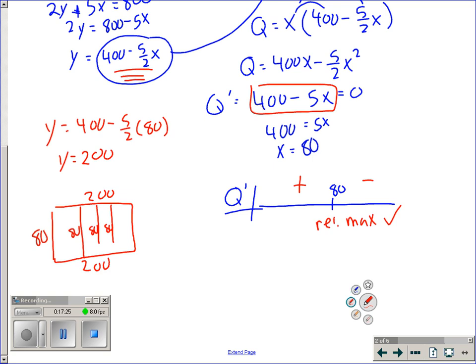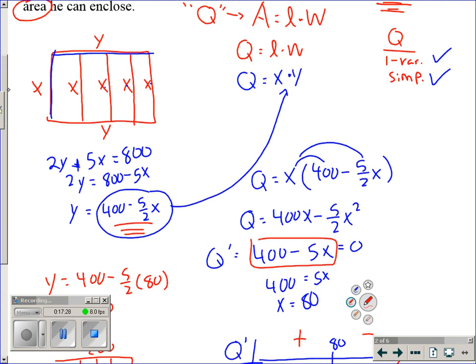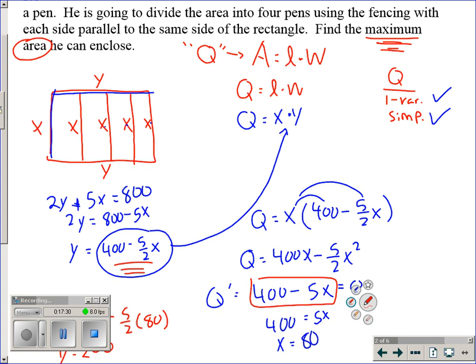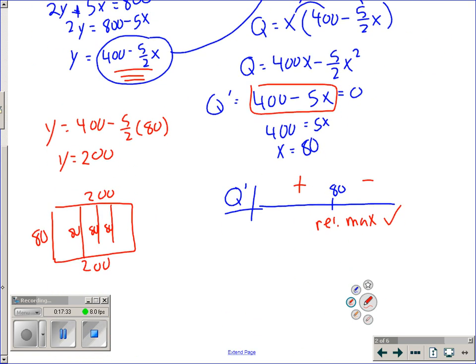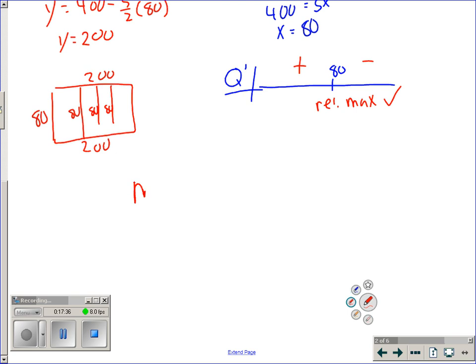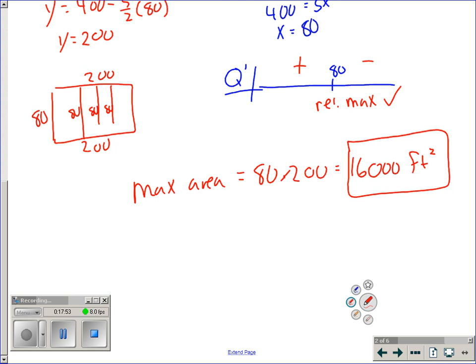The question specifically asks to find the maximum area. So if I want the maximum area, we got the formula length times width. So my max area equals 80 times 200, which is 16,000 feet squared, I believe. So there's my resulting max area with the given dimensions, 80 by 200 feet. That wasn't too bad, right? It was just length times width again. That was our maximum area. We got it in terms of x only. We took the derivative, set it equal to 0, and solved.